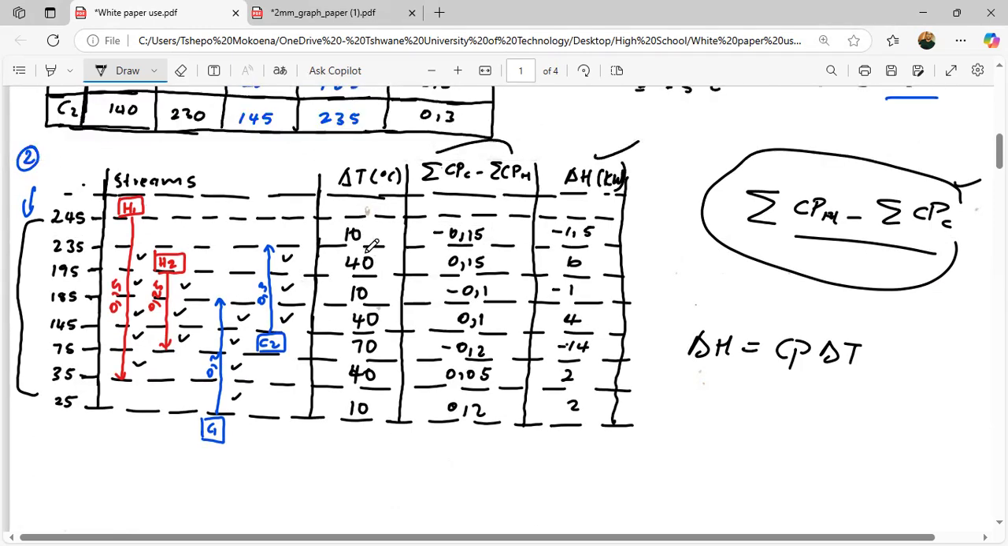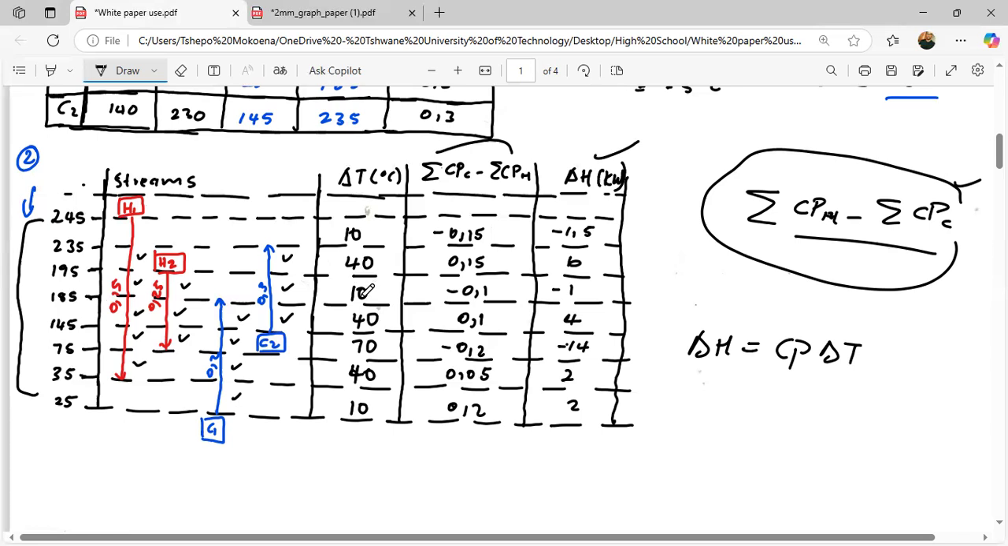Okay, maybe you want to understand how I got these temperature differences. Within the interval between 245 and 235, I subtracted and then I got 10. Between 235 and 195, I subtracted and then I got 40. Between 195 and 185, I subtracted and then I got 10.